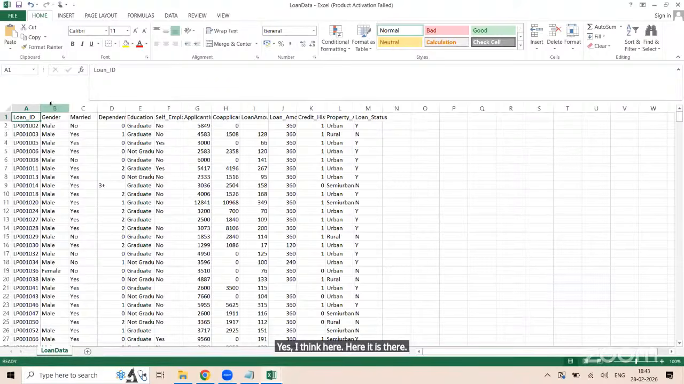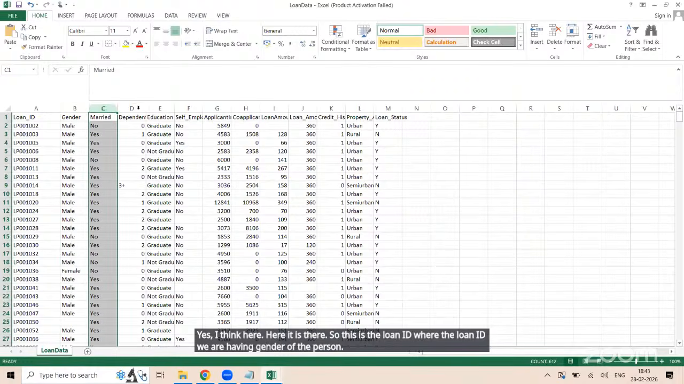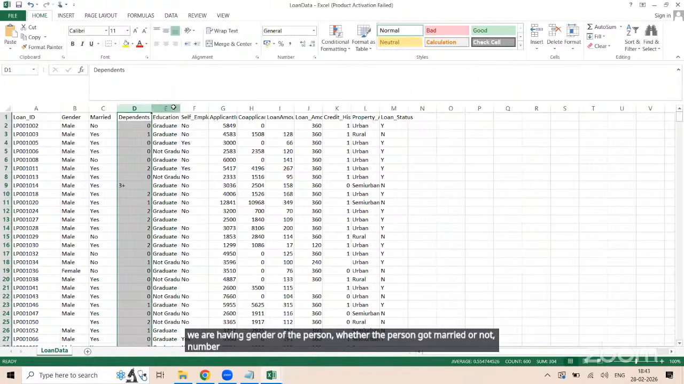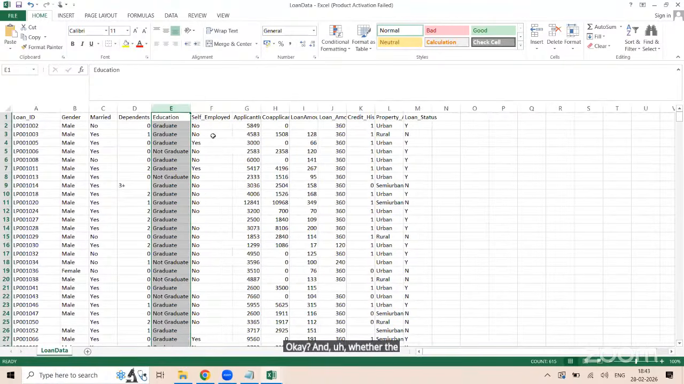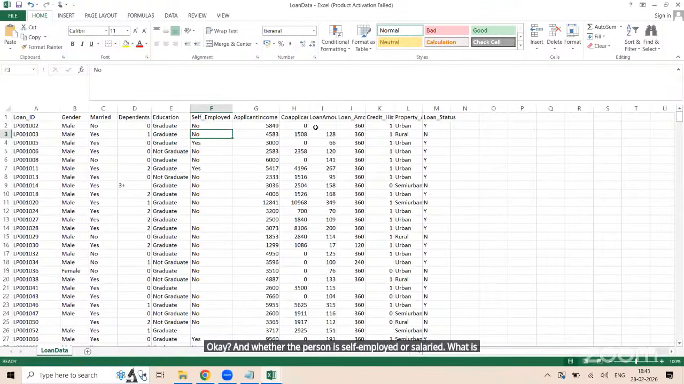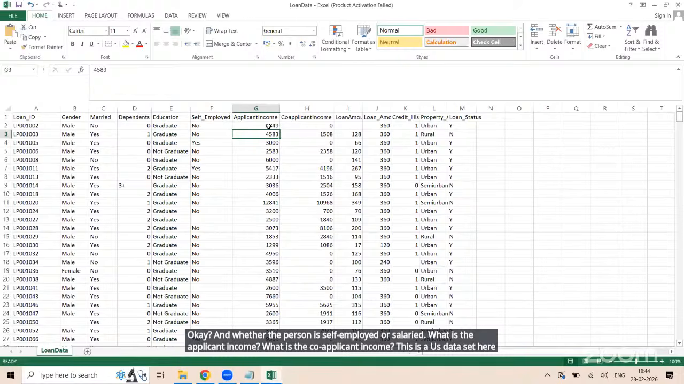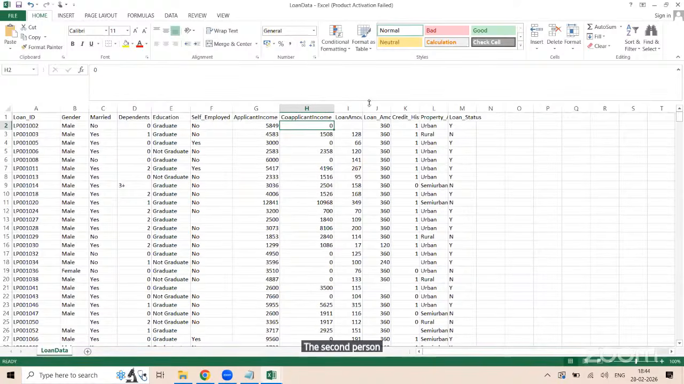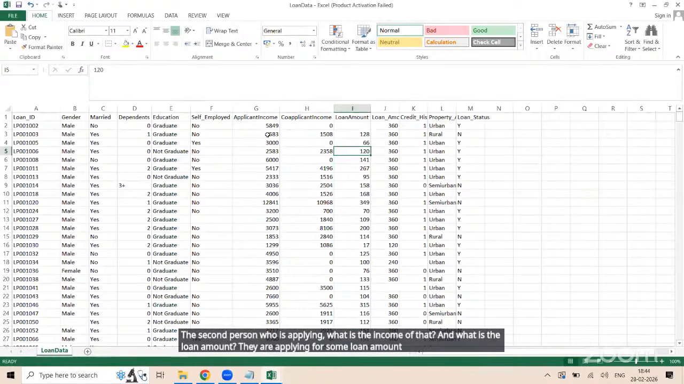So this is the loan ID, where we are having the loan ID, gender of the person, whether the person got married or not, number of dependents, what is the education, whether the person is self-employed or salaried, what is the applicant income, what is the co-applicant income? This is a US data set. Co-applicant income means if two members are jointly applying for the loan, what is the income of the second person applying? And what is the loan amount? They are applying for some loan amount. For example, this person is there.